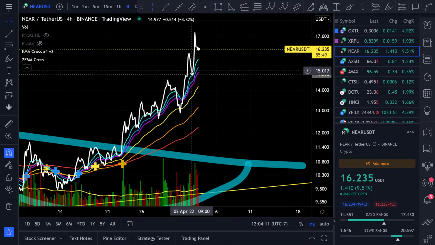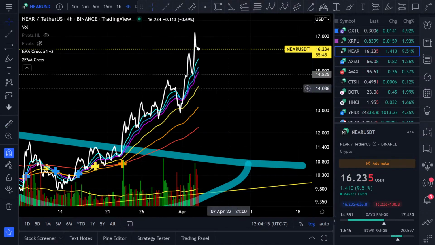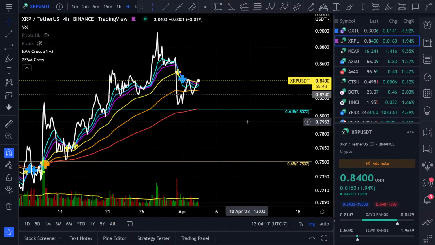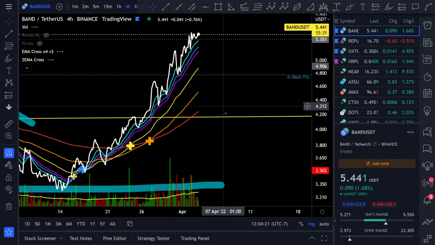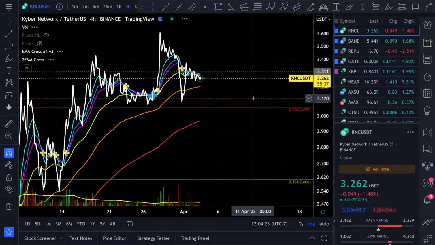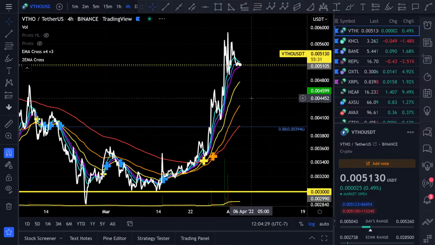Near had a nice rally. Whoever asked for that a week ago, we had a pullback. Near up 25%. Beautiful. Everything's uptrending on the 4-hour. We haven't had the deep pullback all the way down to the 200 or 100 EMA on the 4-hour. It hasn't happened yet. VeChain Thor.